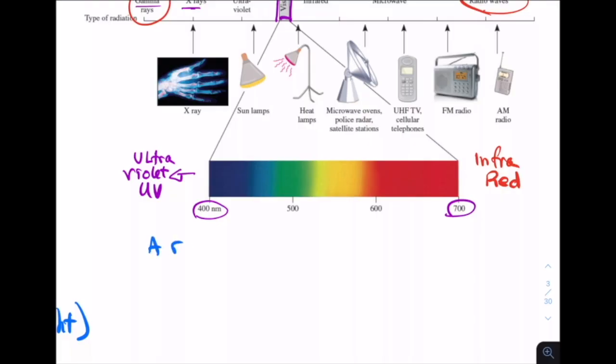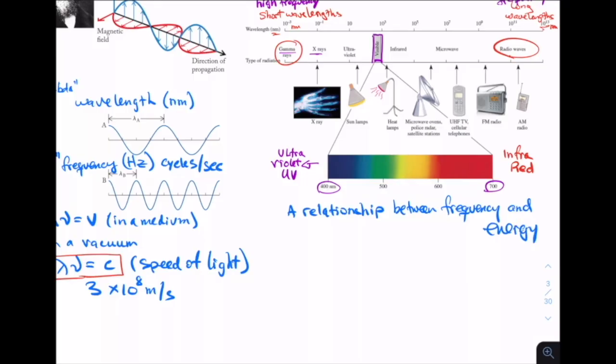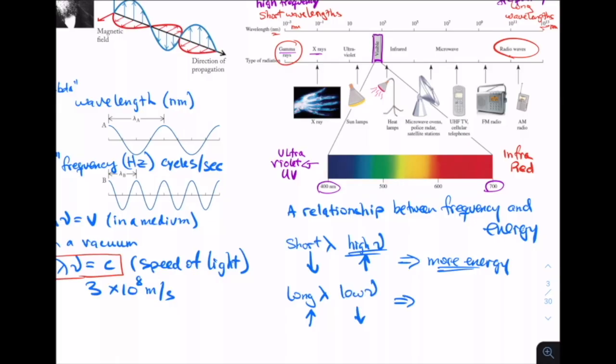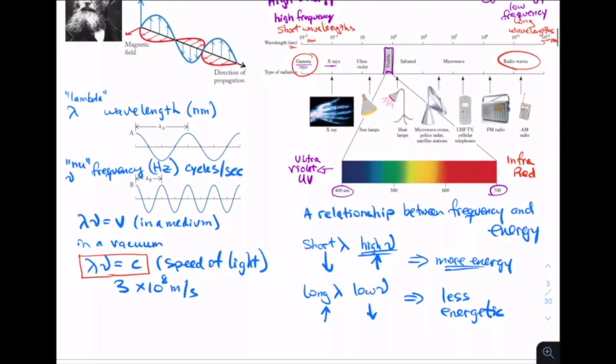So to sum up, what we have here is a relationship between frequency and energy. That is, short wavelengths mean we have high frequency, and that gives us more energy. When we have longer wavelengths, so longer lambdas, the frequency is lower, and that corresponds to less energetic radiation.